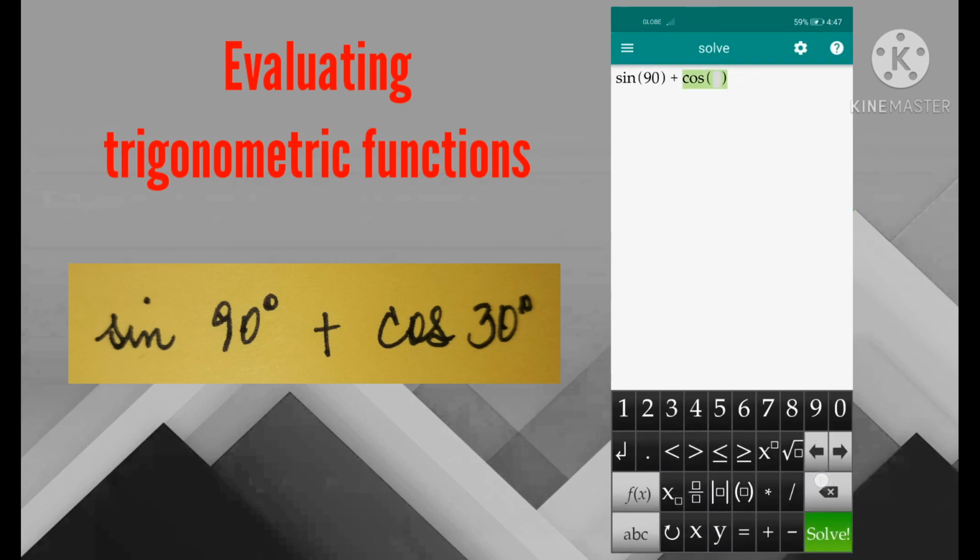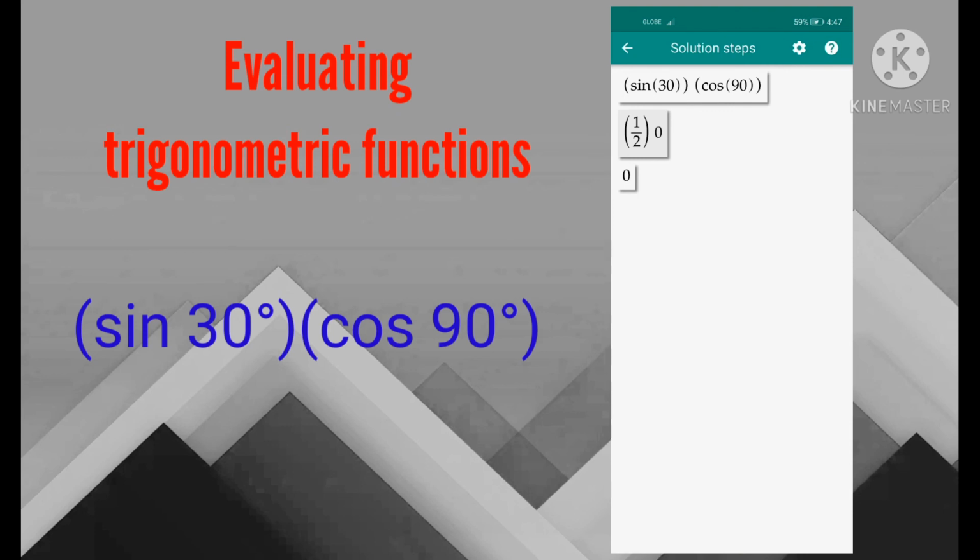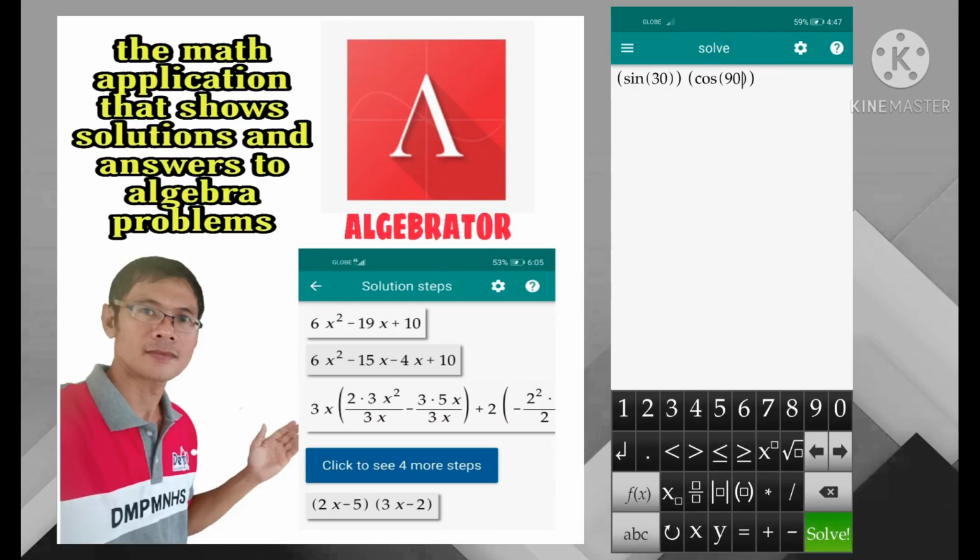Okay. Pwede rin yung multiplication. Ito yung gagawin natin. I-try natin. Ito. Tapos, sine 30 degrees. Then, this one. Cosine 90 degrees. There. So, let us see. Ayun. So, sine 30 degrees is 1/2 and cosine 90 degrees is 0. 1/2 times 0 will be equal to 0. Okay? So, that's how we use.